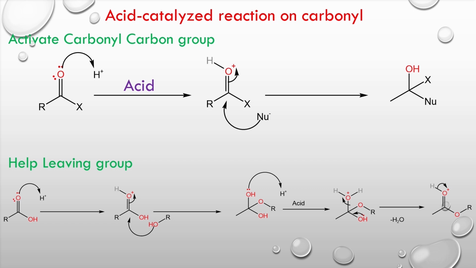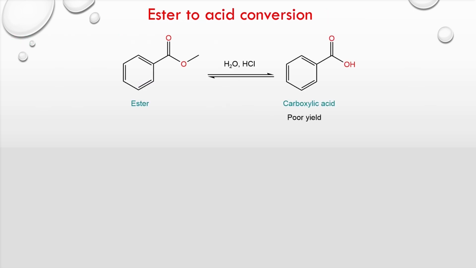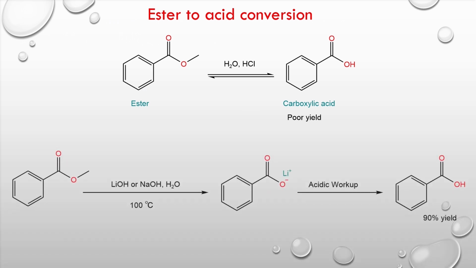But if acid is available in the reaction mixture, then it will protonate the leaving group OH to convert it into H2O, which will leave the molecule to form a stable ester as the substituted product. Moving on with the same concept, suppose we want to make an acid from an ester, then the very famous hydrolysis reaction can be done for this conversion. For this reaction, we need water and some catalytic amount of HCl or H2SO4.